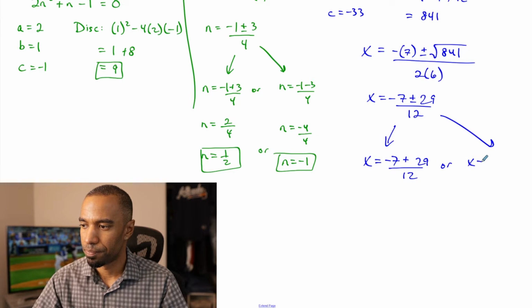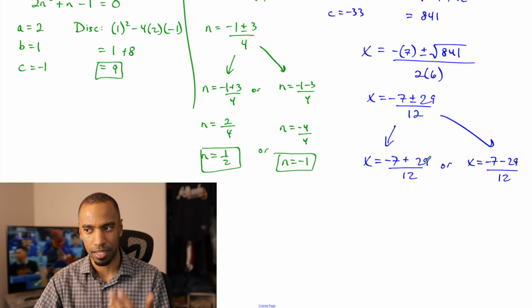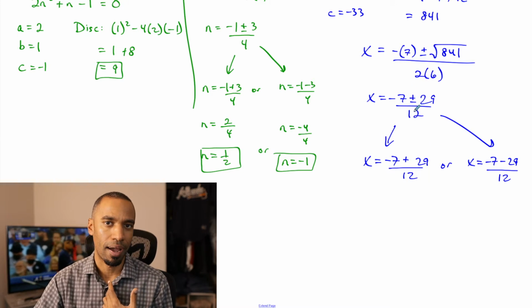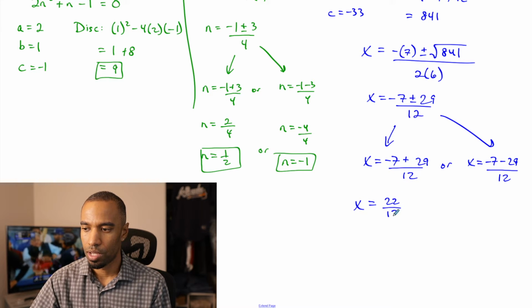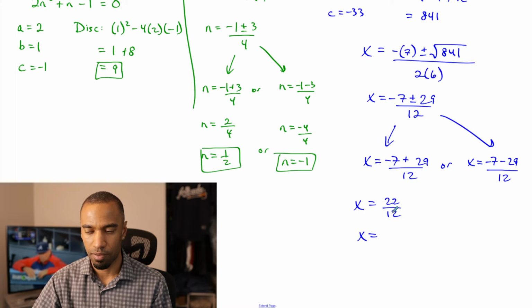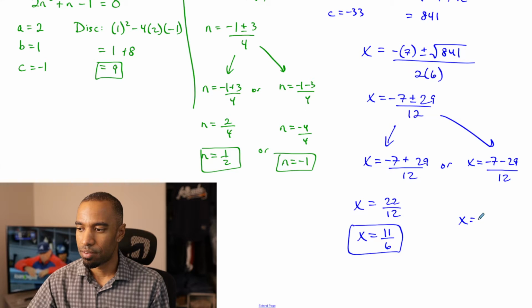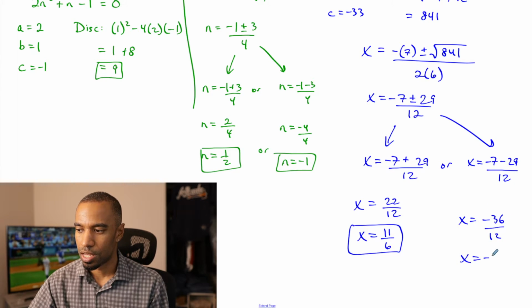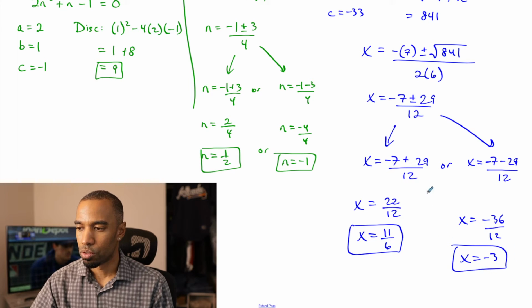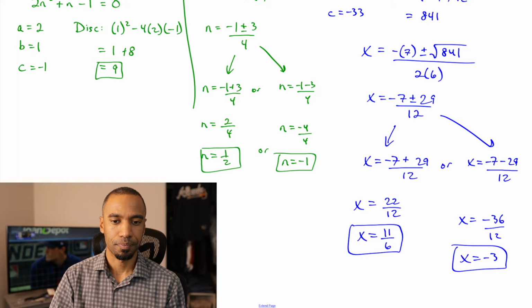Split those up. Now you want to do this when you have a rational set of solutions because you want to actually compute them. If there was a square root, there's nothing I could combine. I'd leave it in its plus or minus form right there. So negative 7 plus 29 is 22. And 22 over 12 reduces, dividing top and bottom by 2, to 11 over 6. Negative 7 minus 29 divided by 12 is negative 36 divided by 12, which is negative 3. So those are your two answers there, 11/6 or negative 3.